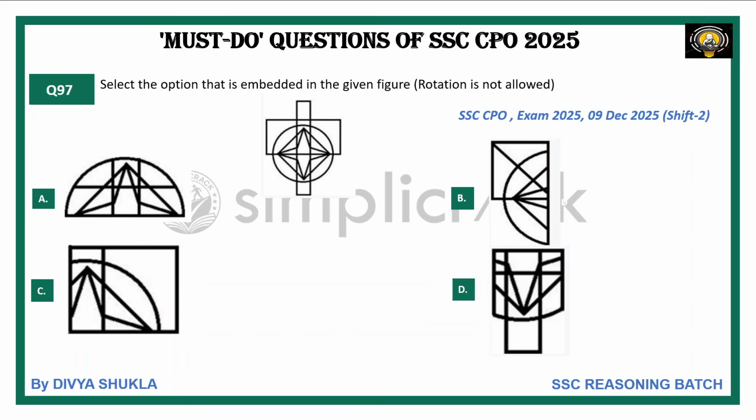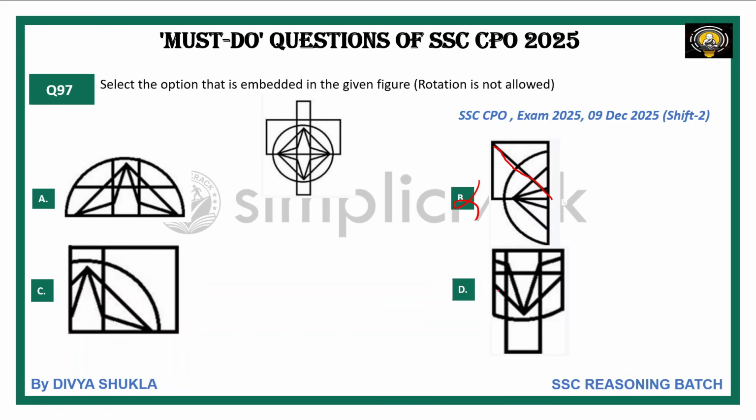Let's move to the next question, question number 97, which is a question of embedded figure. Now understand, you can see this type of square figure and there are no diagonals in the square. What is this diagonal doing here? So you can eliminate this option B.